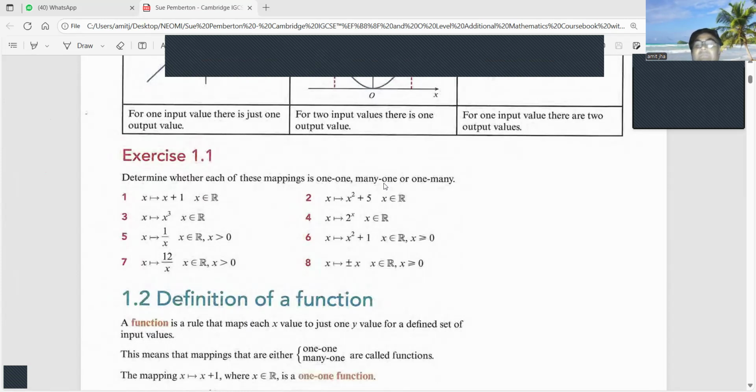And in case of one and many, it's opposite. If you take the square root of 4, then you will get plus 2 and minus 2. Fine. So this is how you can correlate and you can get the answer of these questions. And this is the basic definition of function. Now the rest will continue in the next session, next video.